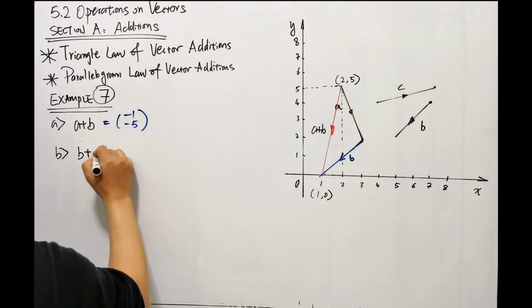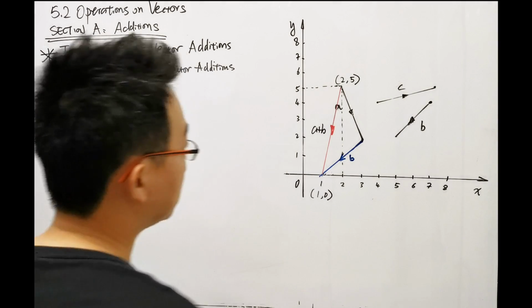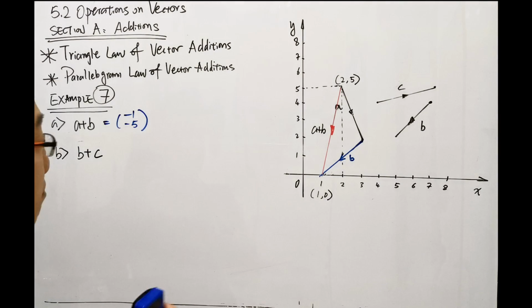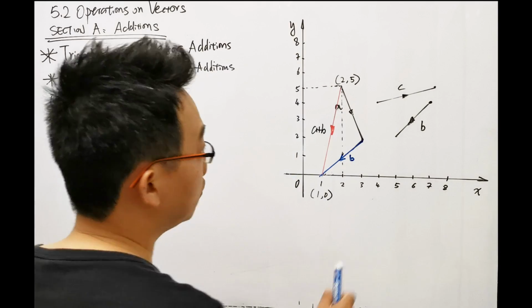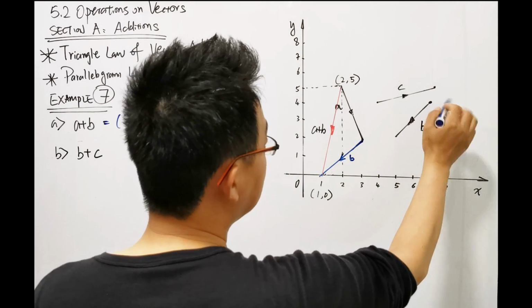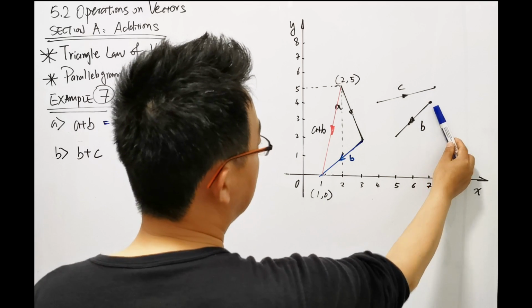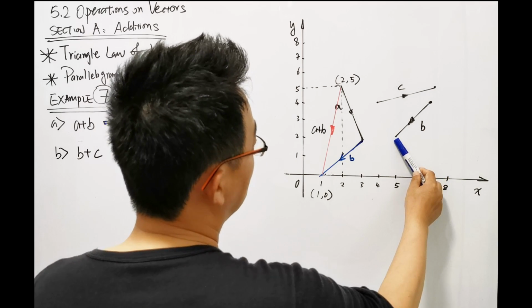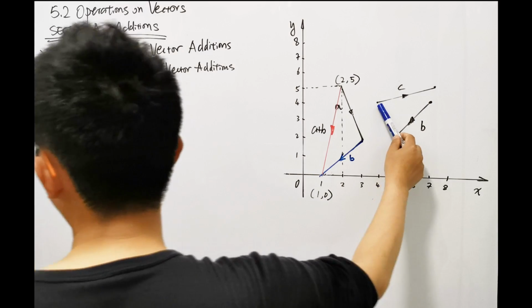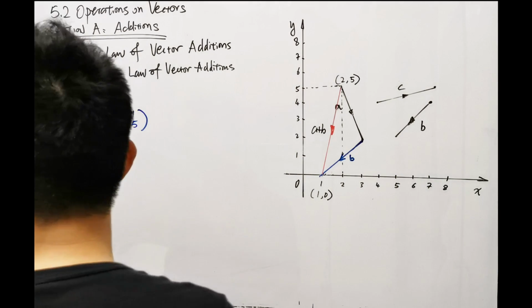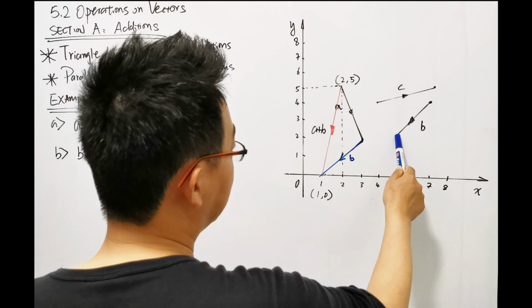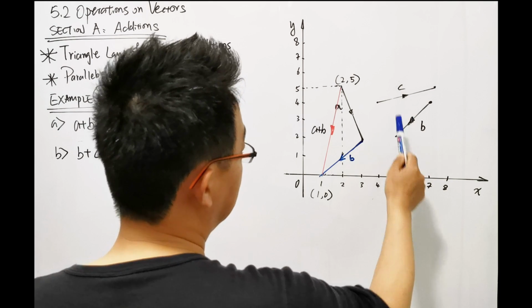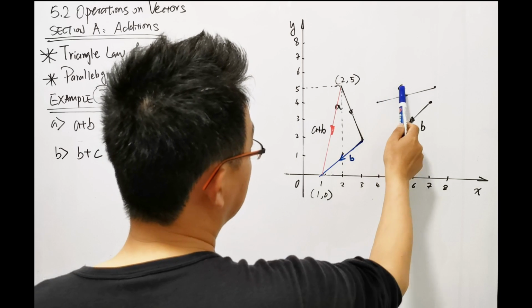B is B plus C. Okay, so now we see B plus C. So how to describe B plus C? Again we have to look at this, because this is the initial point of B, and this is the ending point of B. Then we're going to add up the B plus C. So this is the ending point of this B, and then this is the starting point of the C.